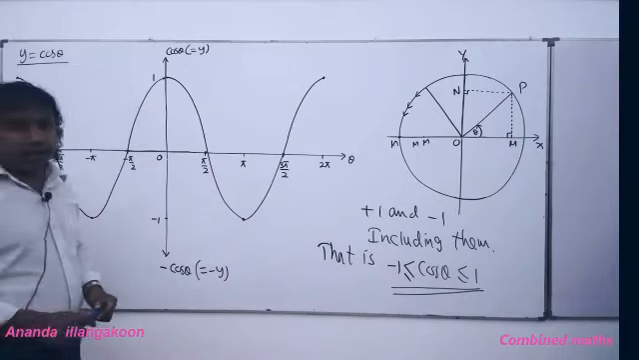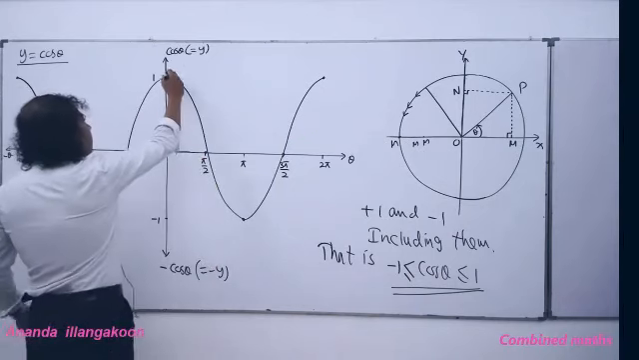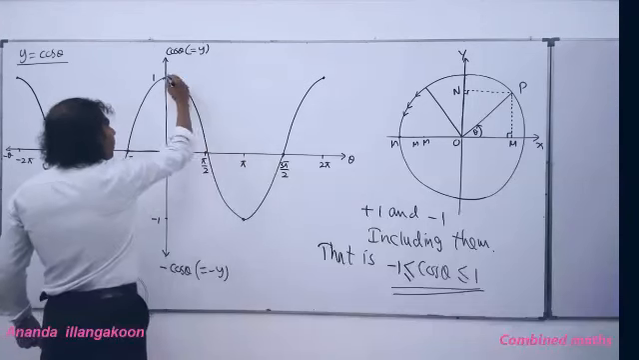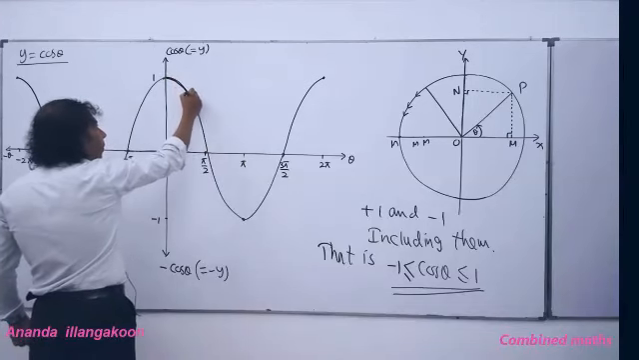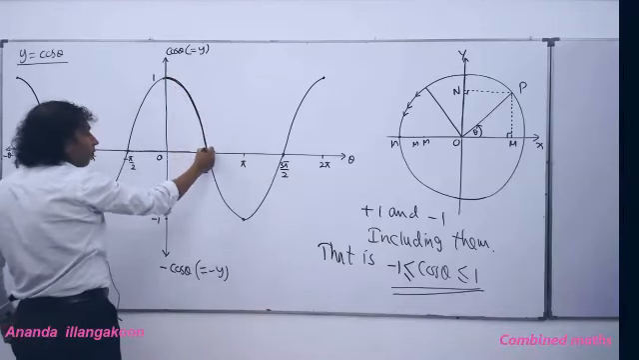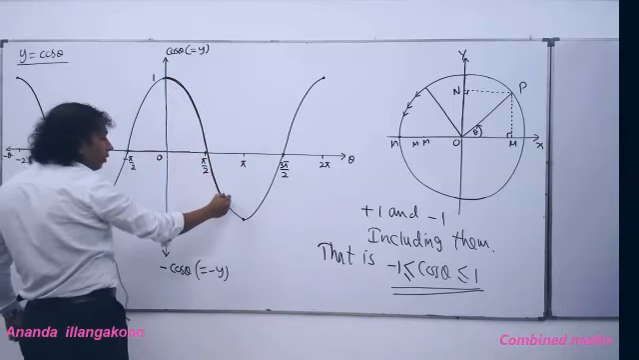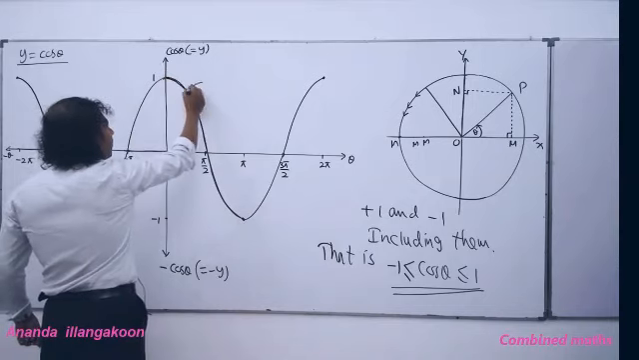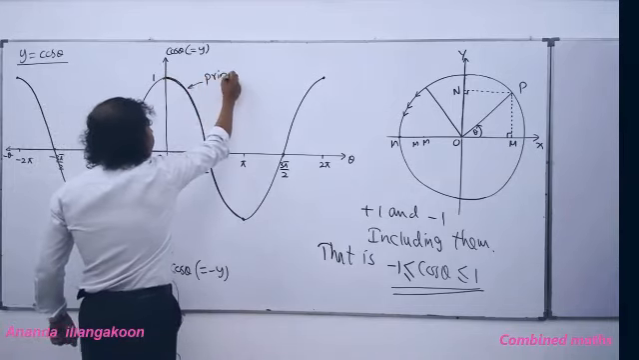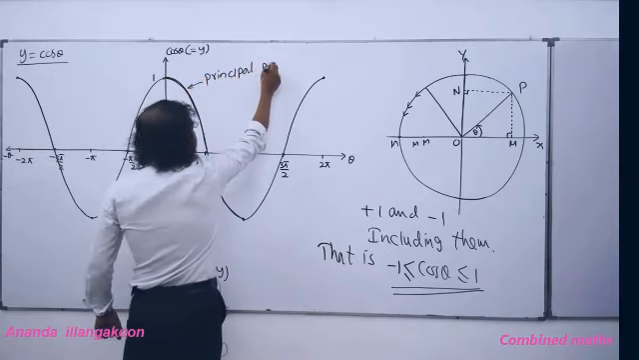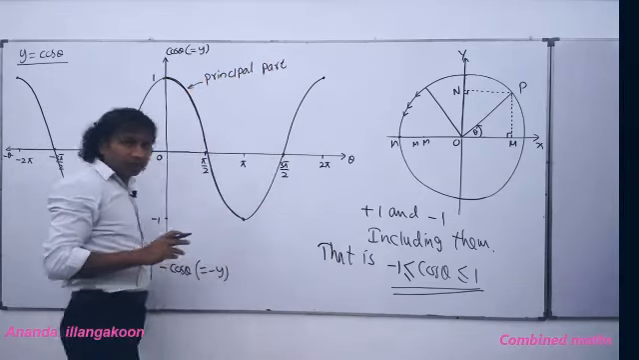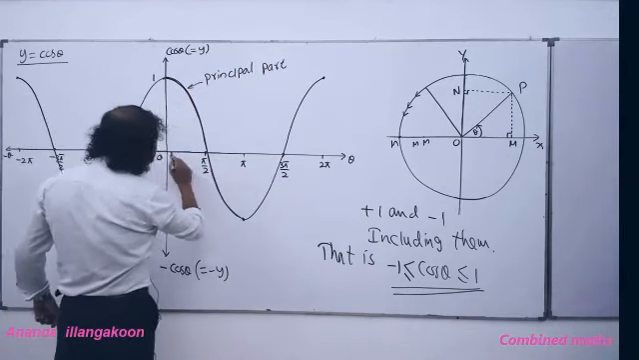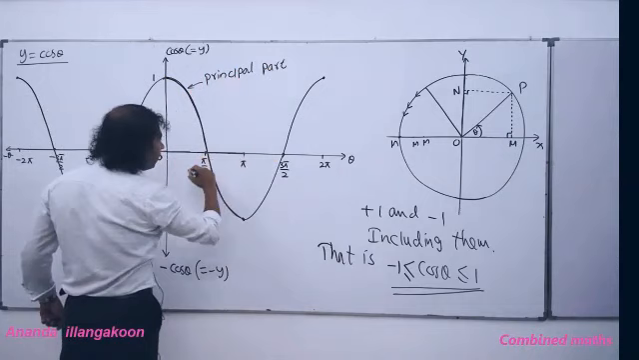Right, on the third part. Because in the cos theta graph, the part of the graph lying between 0 and pi, this part of the graph between 0 and pi, this part is what we call the principal part. So that angle range 0 to pi is called the principal angle, right?